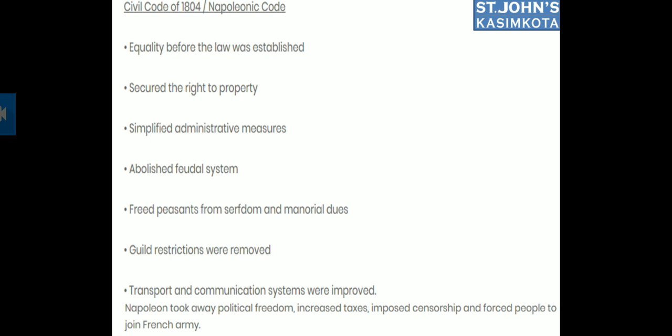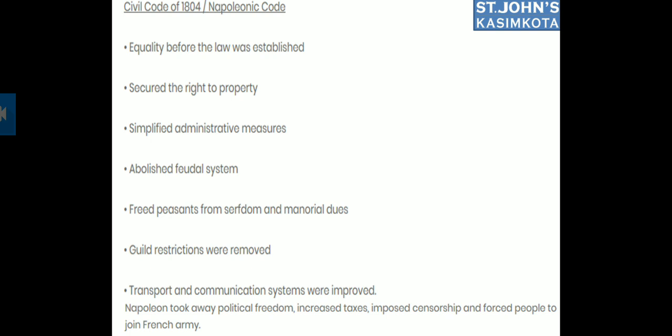This particular code did away with all privileges based on birth, established equality before the law, and secured the right to property. This code was exported to the regions under French control. In the Dutch Republic, in Switzerland, in Italy and Germany, Napoleon simplified administrative divisions, abolished the feudal system, and freed peasants from serfdom and manorial dues. In the towns too, guild restrictions were removed.